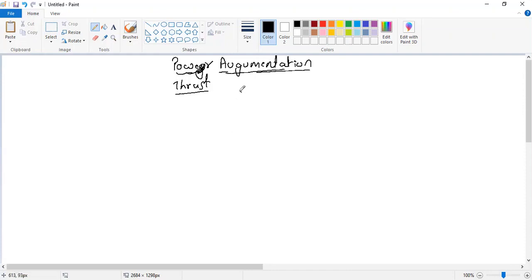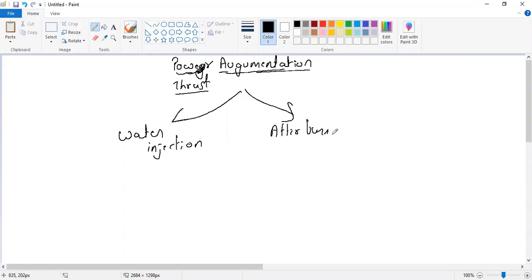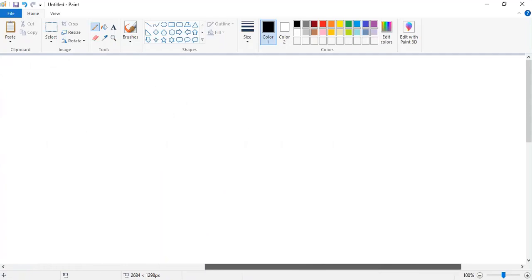So there are two main methods that we'll have to understand. First one is the water injection, and the second one is the afterburner. So we'll first understand what is water injection, but before that, let us understand what is the need for the power augmentation system. We are talking about why we will require a power augmentation.